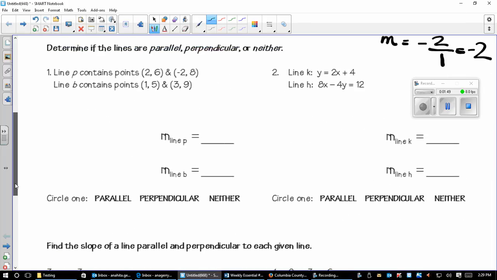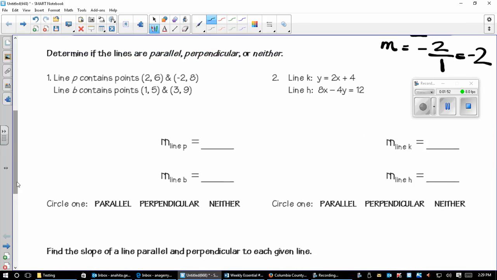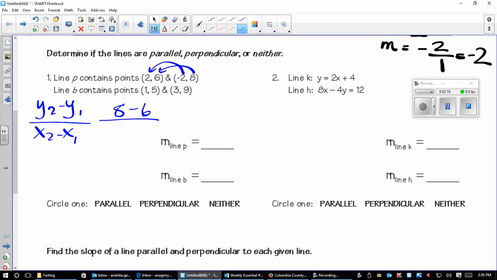All right, let's take a look at these, and you need to be able to tell me if it's parallel, perpendicular, or neither. Let's look at number 1. Line P contains these 2 points. Do you remember how to find the slope of 2 points? Well, that equation looks something like this. Basically, we subtract the y's over subtract the x's, but make sure that you're consistent. If you do 8 minus 6, we need to then do -2 minus 2. Let's see what you get. You get 2 over -4, which is -1/2. So for line P, we need to write down that the slope is -1/2.